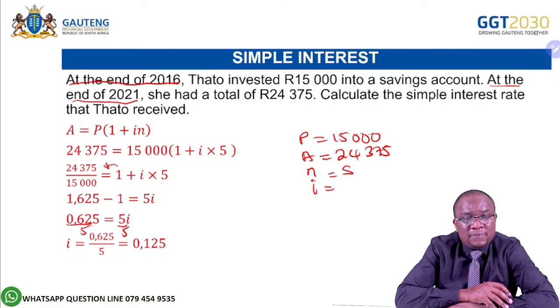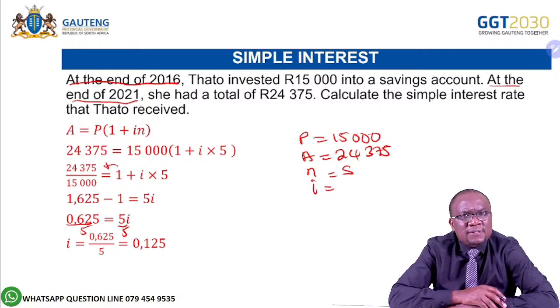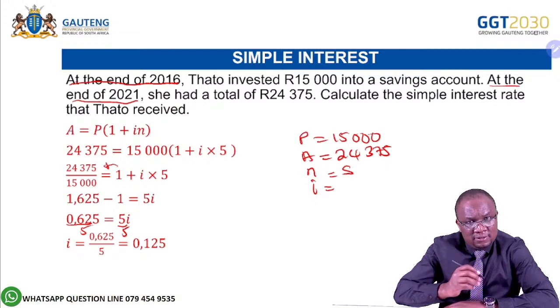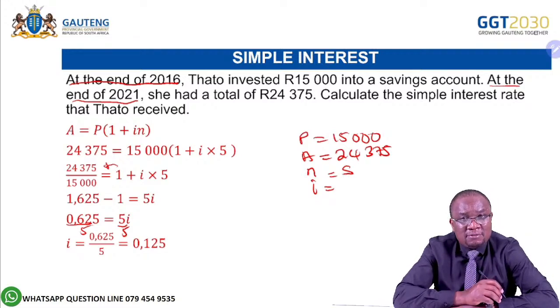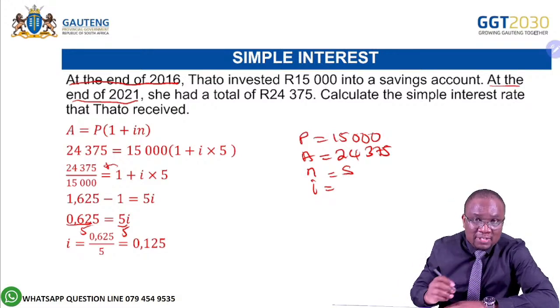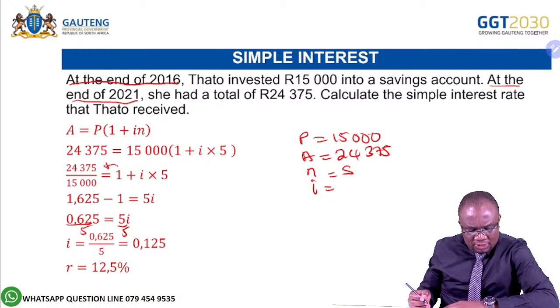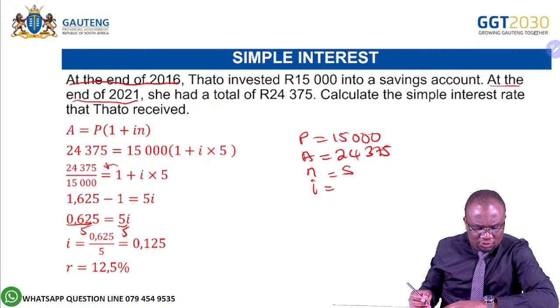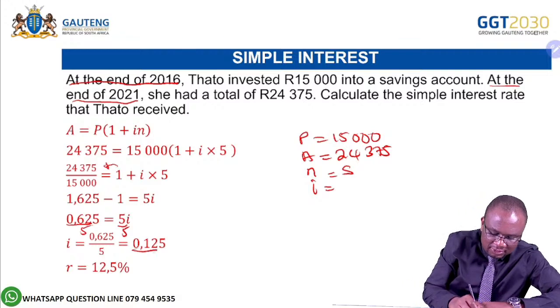How do we convert decimals to percentages? Do you remember? We multiply by 100. Actually it's 100%, but sometimes people put the percent sign in the calculator, so it's safer to say multiply by 100, and then you say 12.5%. So R is just 12.5%, which is equivalent to this.